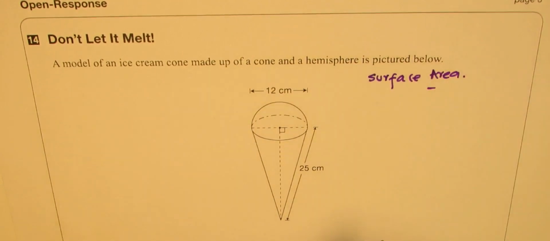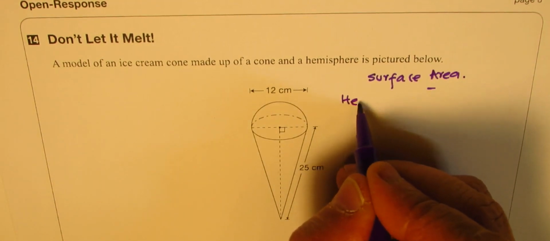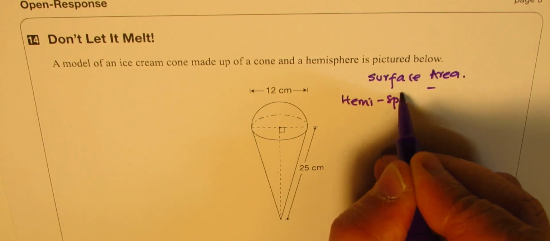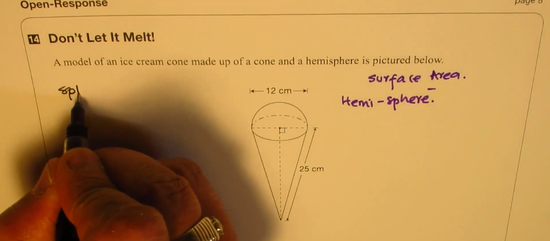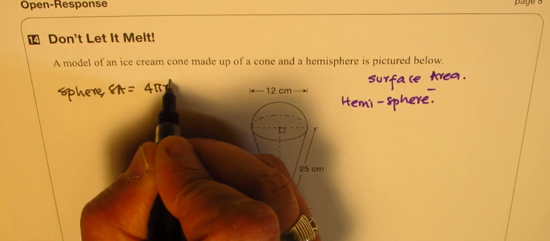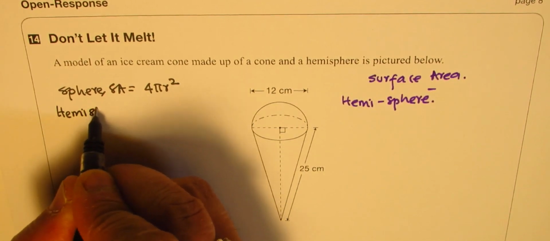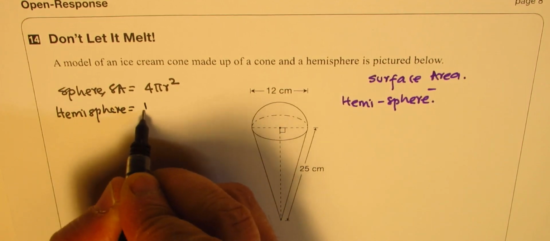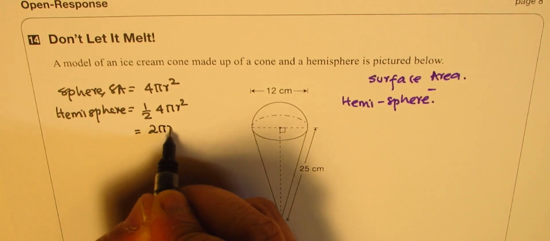Now surface area in this case is a combination of two. So on the top we have a hemisphere. Correct? The formula sheet gives you the formula for a sphere. So for a sphere, surface area is 4 pi r square. So for half of it, which is a hemisphere, it is going to be half of 4 pi r square. Is that clear? Which is 2 pi r square.